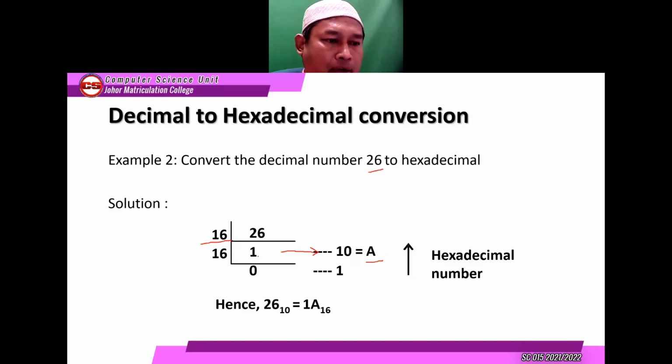So the value 10, the symbol of hexadecimal is A. And then 1 you must divide by 16 and the answer is 0. Now the remainder is 1. Now the conversion for 26 decimal numbers in hexadecimal is 1A based on 16.